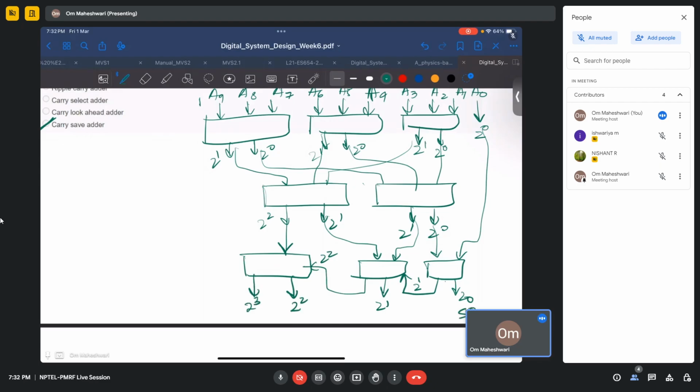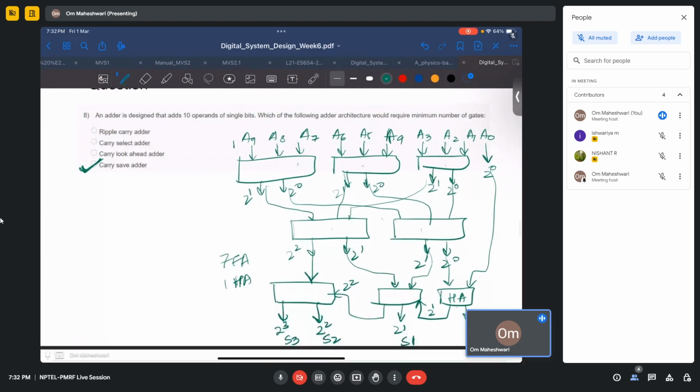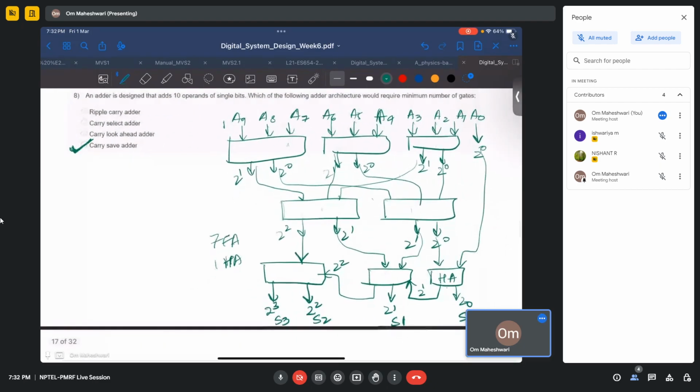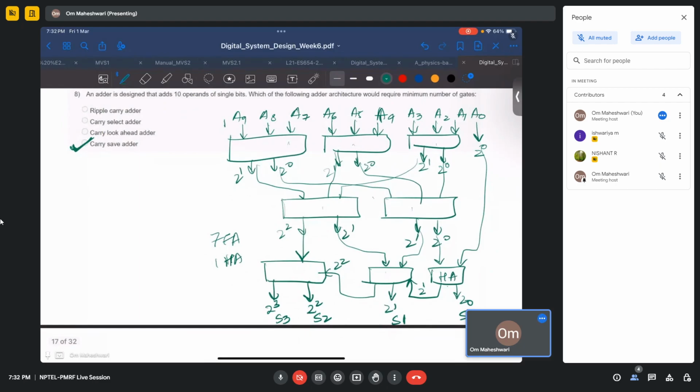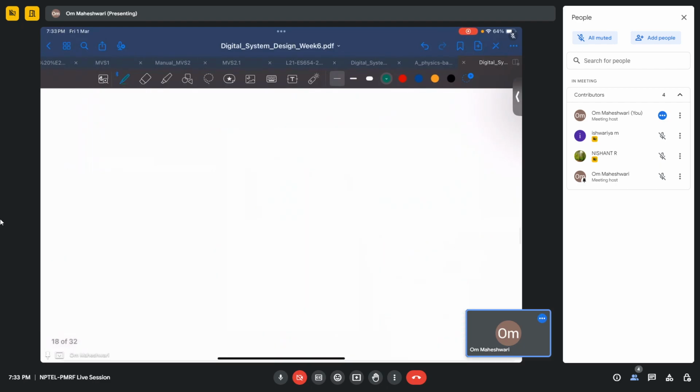This is your S0, this is S1, S2, S3. This is the half header. Rest all are full headers. You need 1, 2, 3, 4, 5, 6, 7 full headers, 1 half header. So this is more clearly explained in the video. I just draw on it roughly. Anyways, it is carry save order.